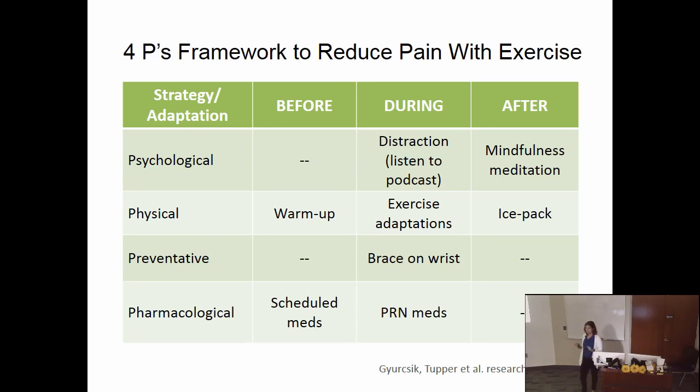So for example, before exercise, just doing a nice, gentle 15-minute warm-up, or 5-minute warm-up, whatever works for you, might be a good physical strategy to use ahead of time. Pharmacologically, you may be taking your scheduled medications at the time that they've been prescribed. Psychological strategies, maybe you choose distraction and listen to a podcast while you're exercising, or use exercise adaptations, or use braces or splints to prevent pain.